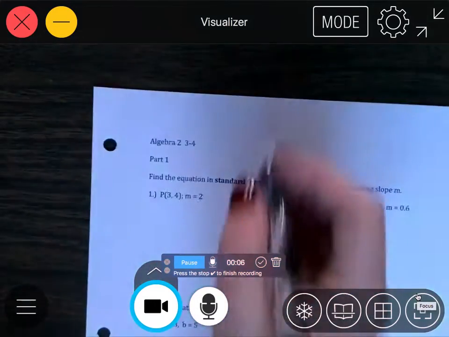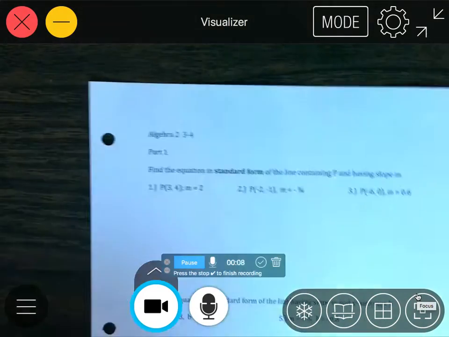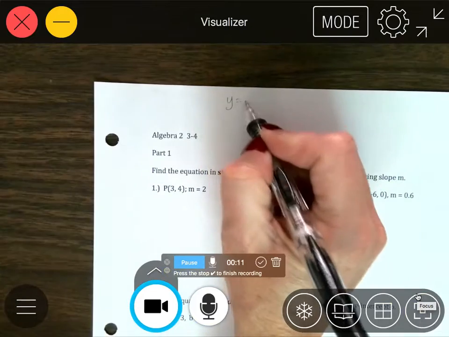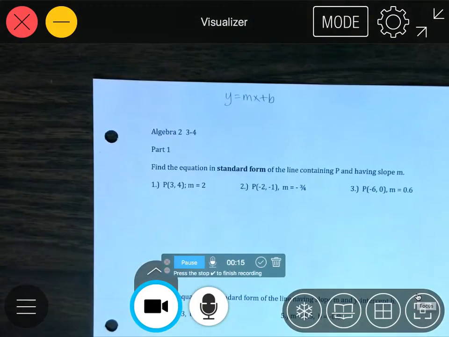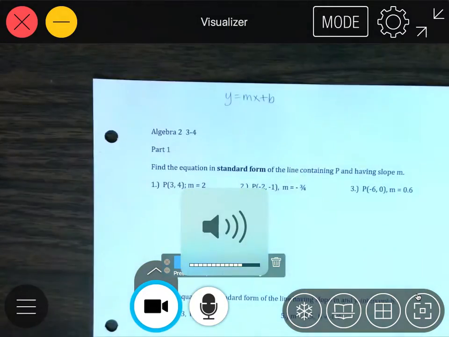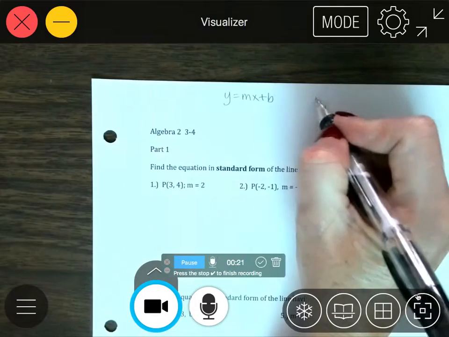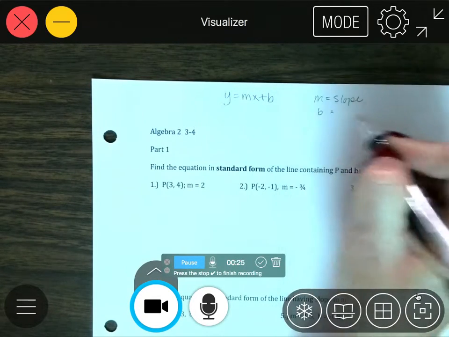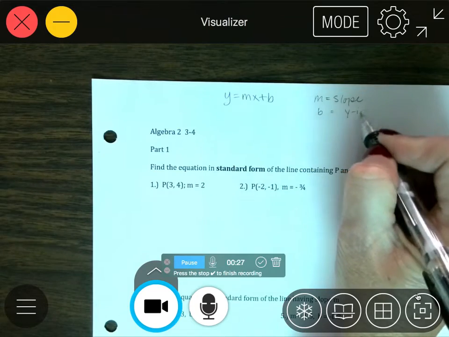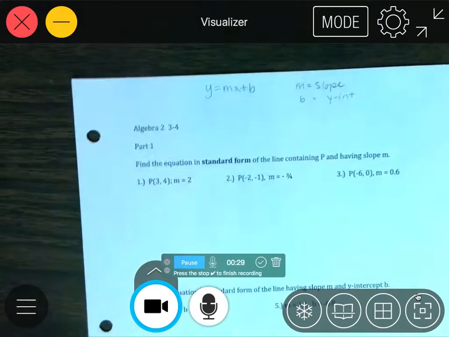There are two different equations that we are talking about. And the first one we did yesterday, the y is equal to mx plus b. With the y is equal to mx plus b, the m is your slope, and your b represented your y-intercept. You could get that off of your equation.